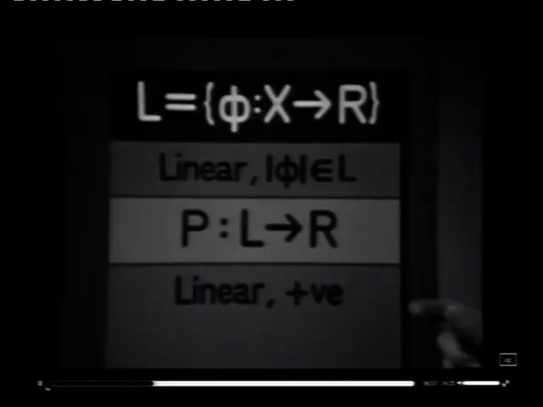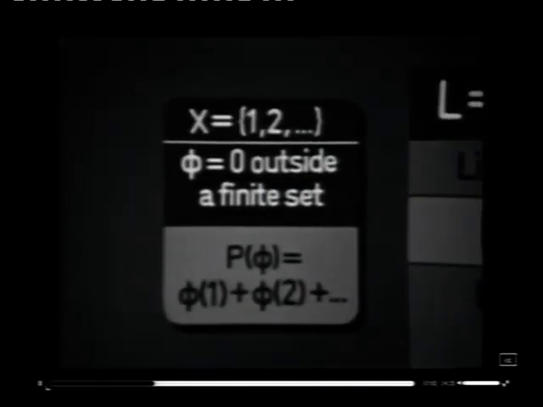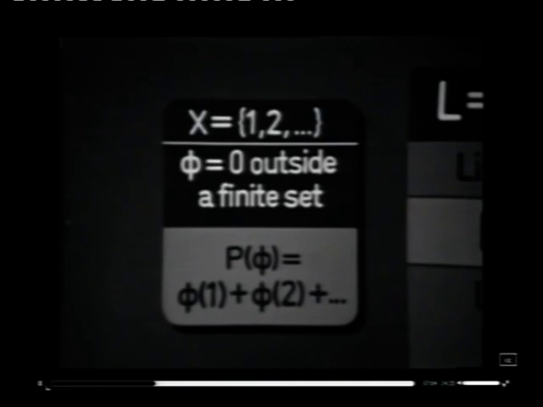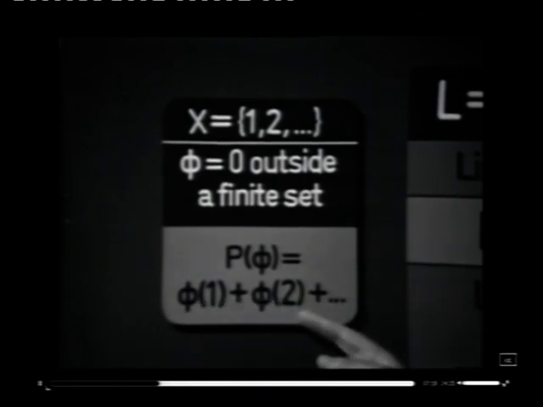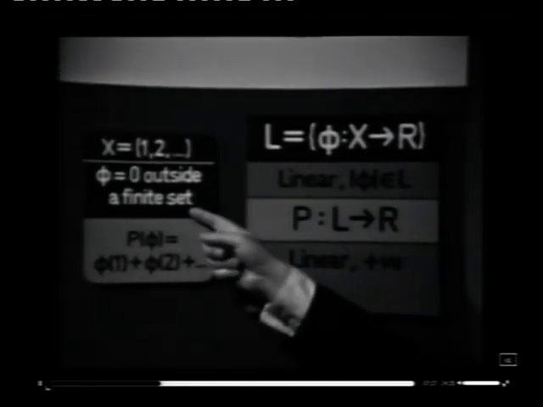Now, here I've abbreviated my conditions in this way, and here is my specific example. I'm claiming that this set of functions phi and this operator P obey my axioms. Now, what are the set of functions? They're those which vanish except for a finite set, and the operator P is defined on them by being just that finite sum of their values. Well, I claim that this set of functions phi does obey my axioms for L.